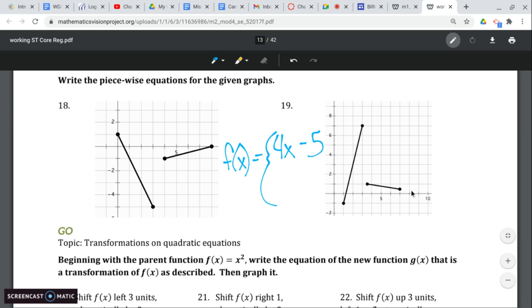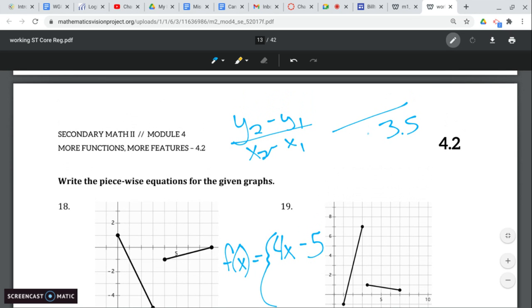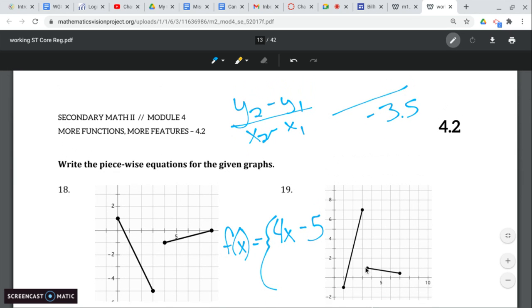Now, for our next equation, we look at this. Neither one of these points is at an exact location. So what we need to do is calculate the slope. So remember, slope formula is y2 minus y1 over x2 minus x1. So we have this point here is at 3.5. So that's our x value. It's our first x value, and a y value of 1. So they're going to be the second part of each of these.